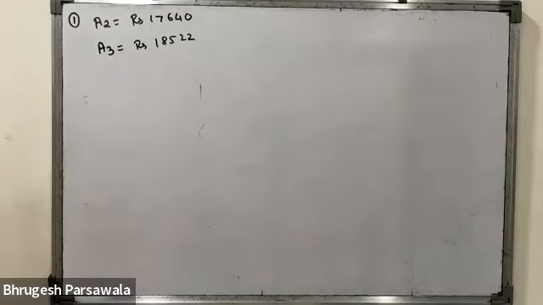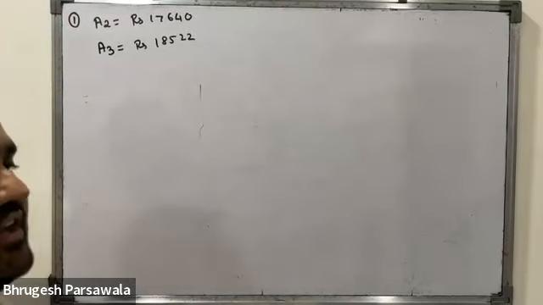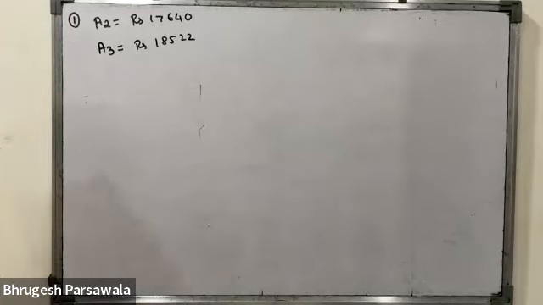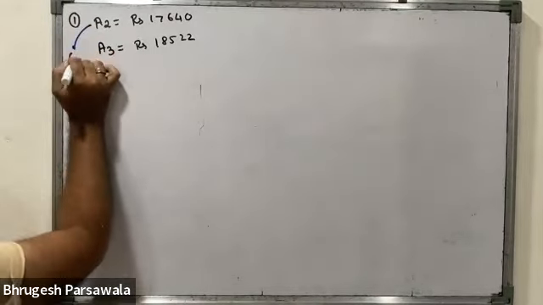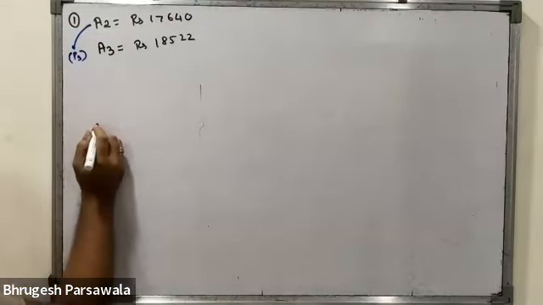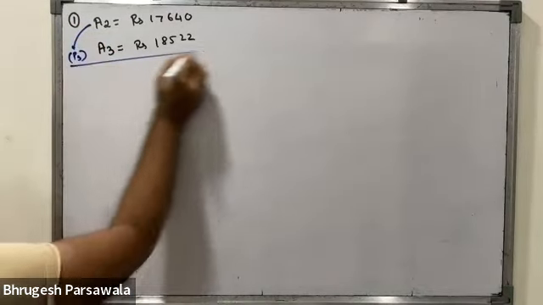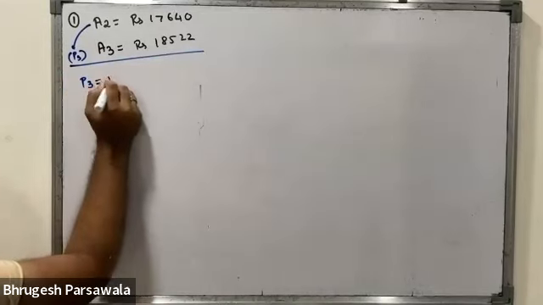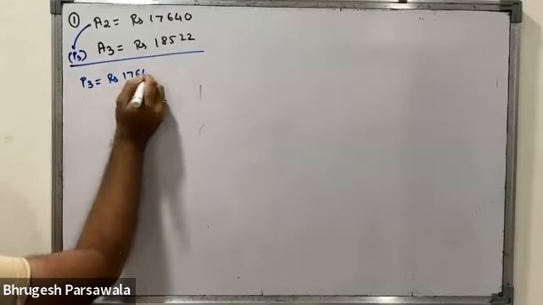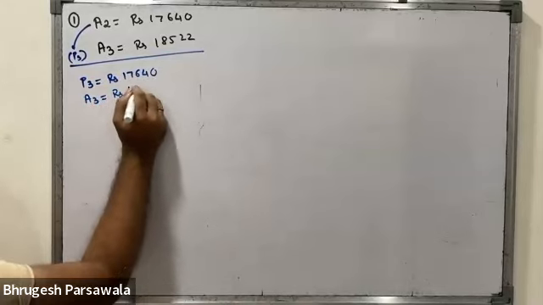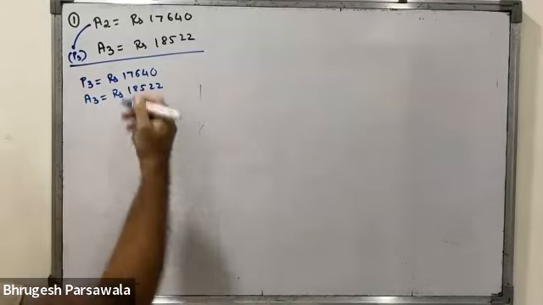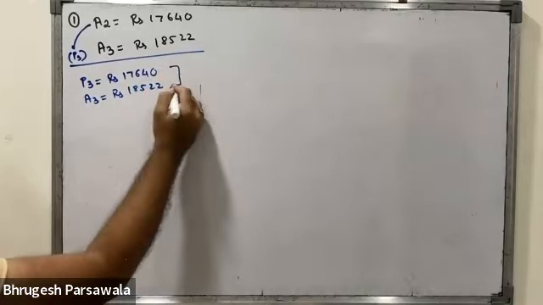Amount for the second year is equal to, complete the statement. Amount for the second year is equal to the principal for the third year. So can I say indirectly they have given this as the principal for the third year? Principal for the third year is 17640. Amount for the third year is 18522. What is the difference of years in these two data points?